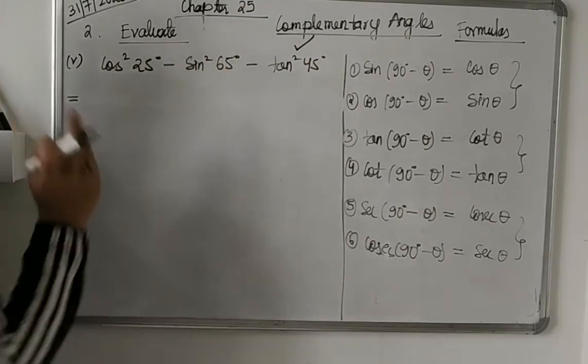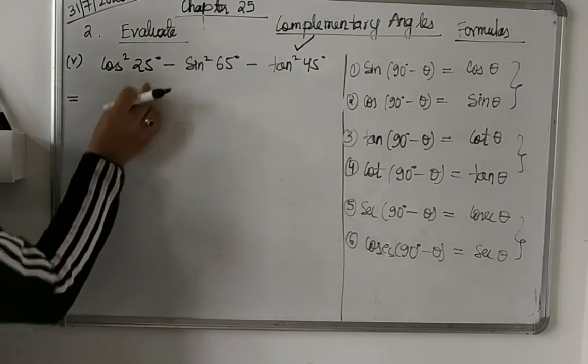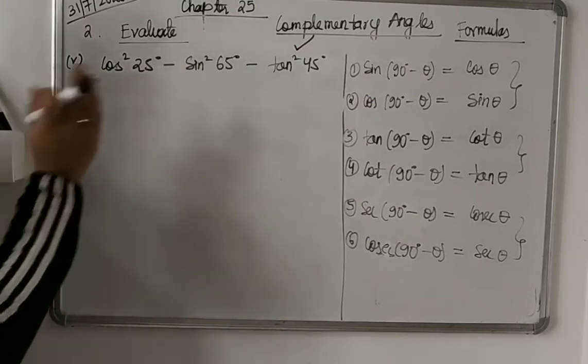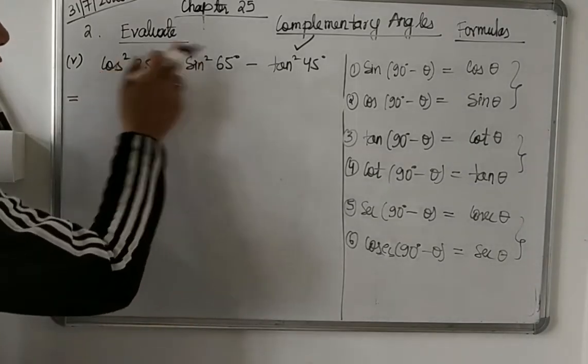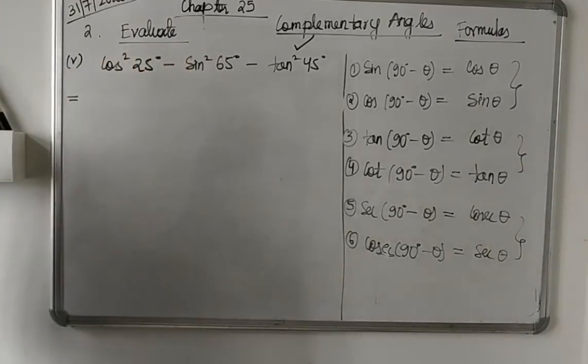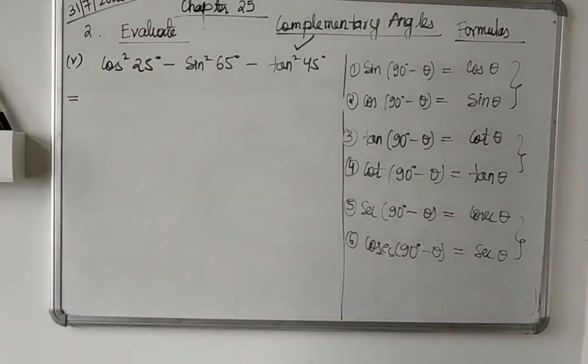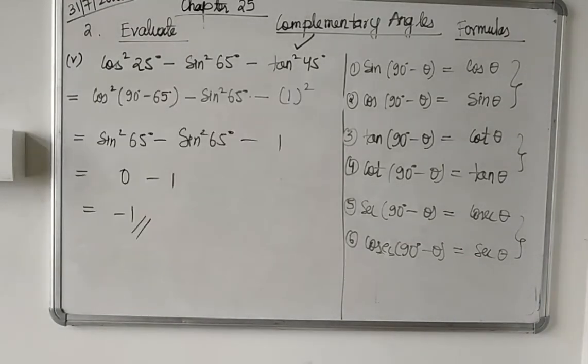25, 65, are they complementary to each other? Yes, 25 plus 65 is 90. So any one of them I will be changing. Okay? And yes, for the time being, forget about the squares. But you have to write. Okay? So pause the video. I'm going to show the steps now.